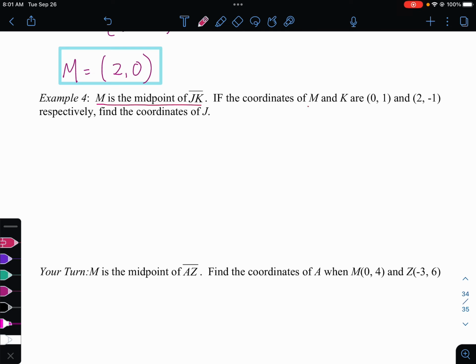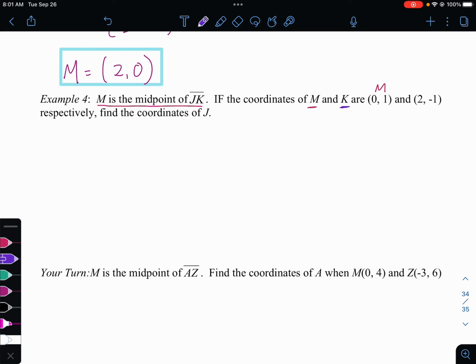So what that means is since M came first, (0, 1) is M, because that's the ordered pair that is listed first. And since K came second, (2, negative 1) is the coordinates for K. So now they gave me the midpoint. So that's going to go over here on the left-hand side. And that means the ordered pair they give me is just going to be one of the x's and one of the y's. So I'm going to do (2 plus x) divided by 2, because that was the x value, comma, (negative 1 plus y) divided by 2.